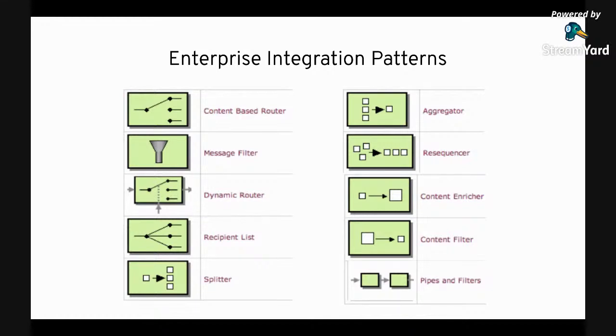On the slide here, the book comes with 65 patterns, and you see some of them. The most famous ones are the content-based router. You can filter messages, you can route messages dynamically and send them to a number of recipients. You can split and aggregate and so on.